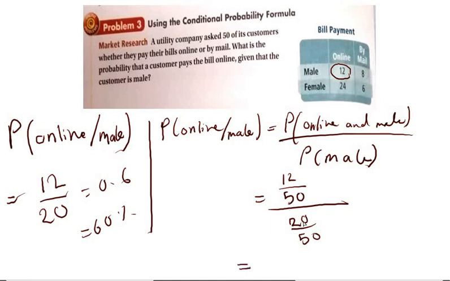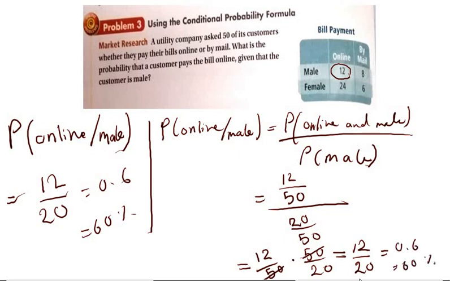We know if we divide two fractions, we can multiply by the second reciprocal. This is equal to 50 over 20. The 50s cancel out, so it's again 12 over 20, which is 0.6 or 60%. We saw here that we can get the same answer using more than one method.